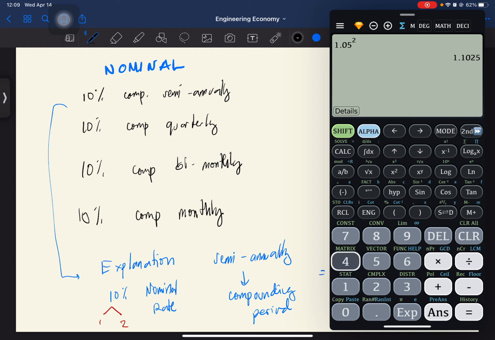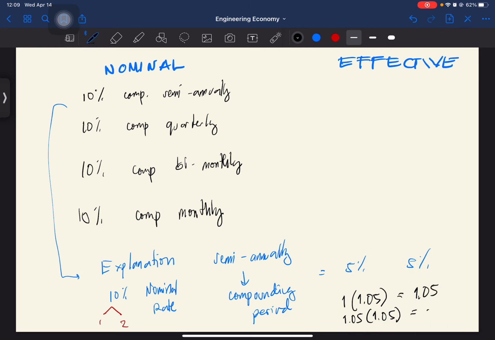Is 1.1025. Okay? So, yung piso mong pera at the beginning of the year, yung pera mo piso lang. Na-compound dun sa gitna ng taon, naging 1.05. Yung 1.05 na compound ulit by another 5%, kaya naging 1.1025. Okay? So, ano yung tinubo ng pera mo?